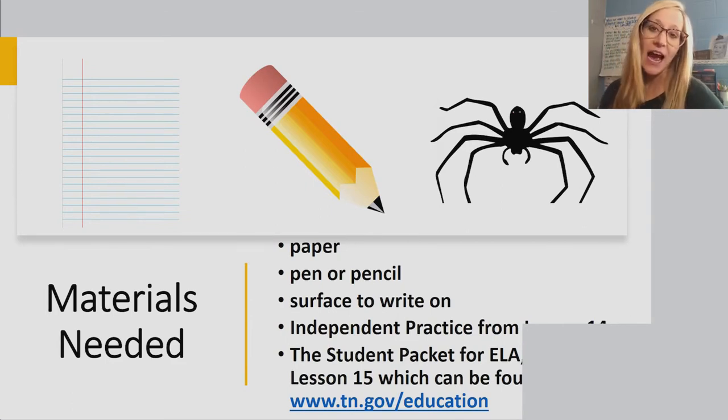looking at how a Greek myth is still relevant to today. Before we get started, to fully participate in our lesson today, you will need paper, a pen or pencil, a surface to write on, the independent practice from lesson 14, and the student packet for ELA grade 6 lesson 15, which can be found at the Tennessee Department of Education's website, again at www.tn.gov/education. Gather your materials and let's begin.